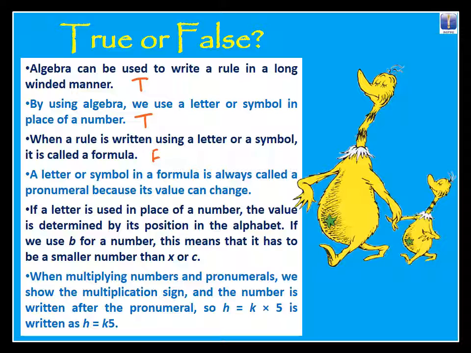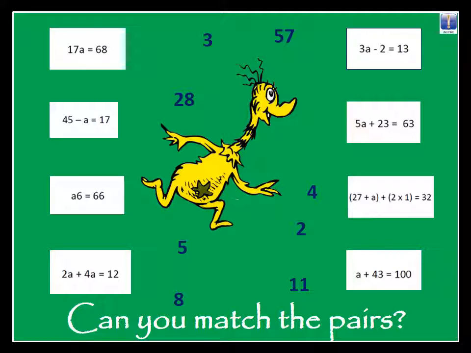Needs an equal sign. Otherwise it could be called a variable, but that's close enough. That one's false. And that's false. We write it the other way around, h equals 5k. All right, you can match the pairs. Let's move on.